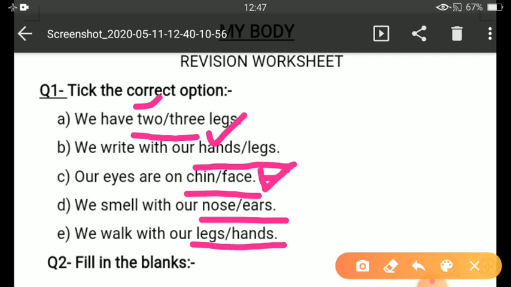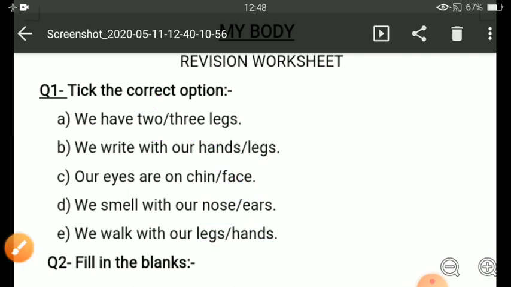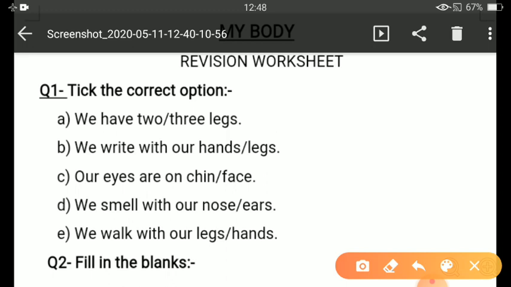Now see, we smell with our nose, ears. So children, all of you know the answer. We smell with our nose. Now we walk with our legs, hands. So we walk with our legs. Okay children, now one more time, I'll put the tick. See it carefully. We have 2 legs. We write with our hands. Our eyes are on the face. We smell with our nose. We walk with our legs.